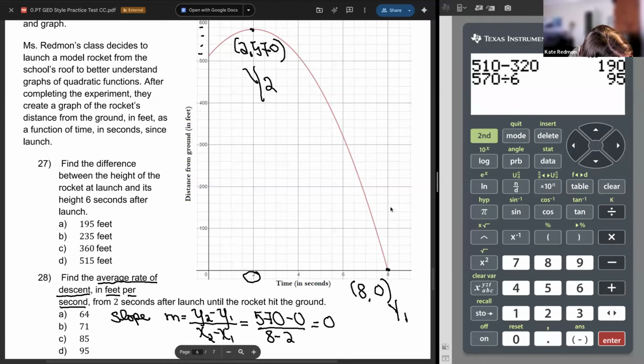Oh, you guys, 570 minus 0 is not 0. 570 minus 0 is 570. There we go. I glitched. And then 8 minus 2 is 6. Dividing that through, let's see, 570 divided by 6, I get 95. And so I am descending at a rate of 95 feet per second. And there we go, 95.